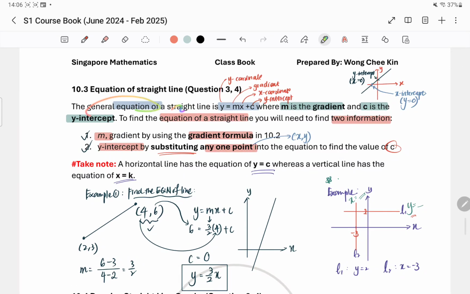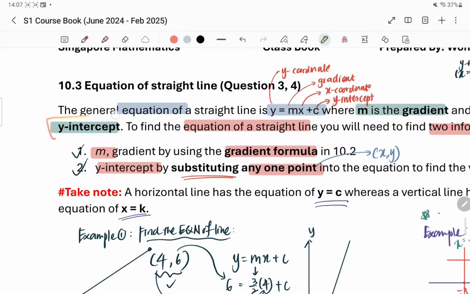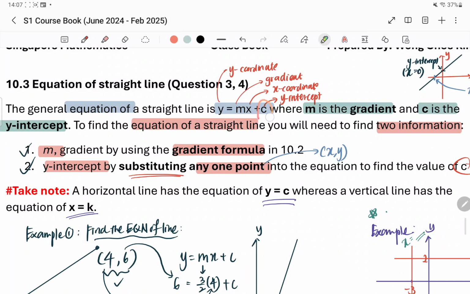A general equation of a straight line is given as y = mx + c. m is the gradient, as I mentioned. c is the y-intercept, and I always want you to remember what y-intercept means. Y-intercept is where the graph touches the y-axis. So c is the value of the y-intercept, x is just the x-coordinate, and y is just the y-coordinate.